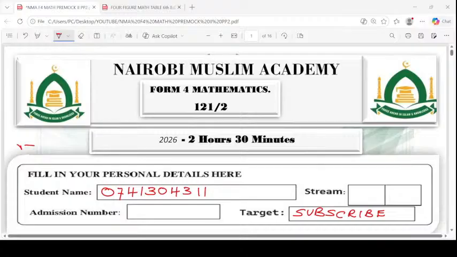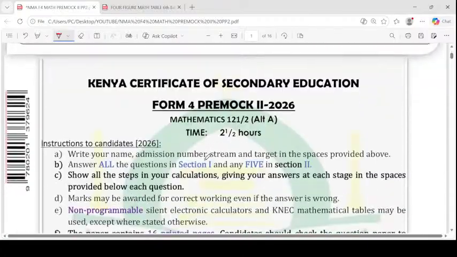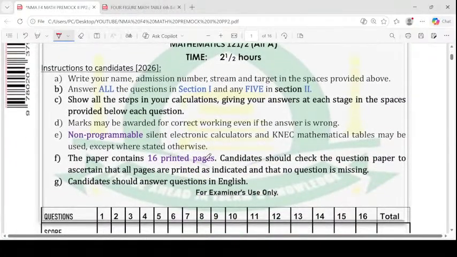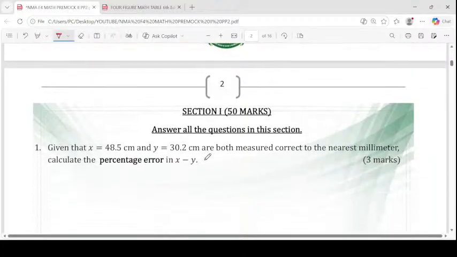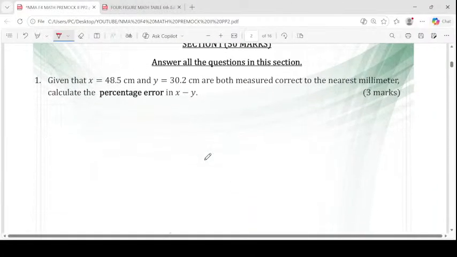Now, let us look at question number 1 of this paper. We are going to question number 1, ladies and gentlemen. It's a very interesting paper, which, as you wait for your KCSE exams, you should not miss watching this.